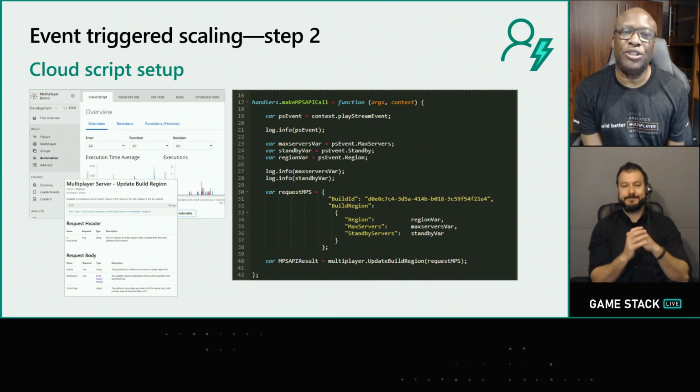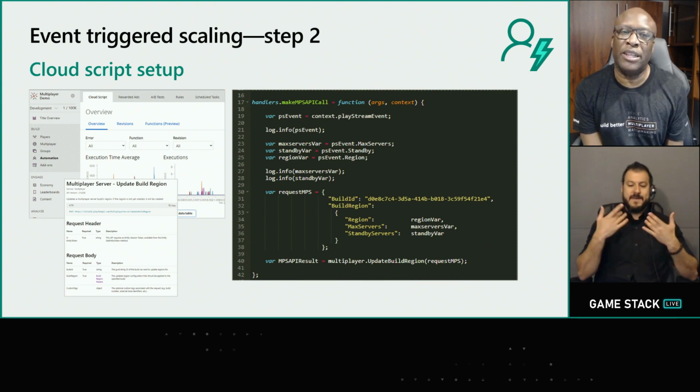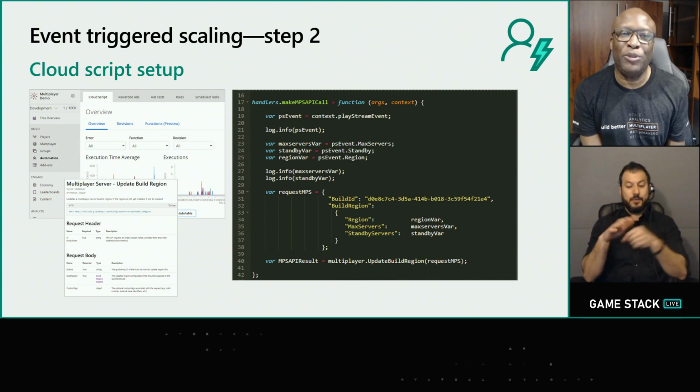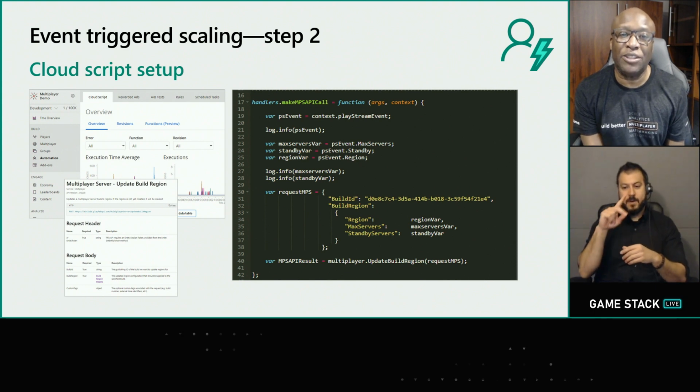The script essentially retrieves the main body properties of the custom event and passes them as values to the Update Build Region API. The Update Build Region API updates a multiplayer server build's region configuration, such as scaling limits for max servers and standby servers. This API also enables you to programmatically enable and configure settings for dynamic standby and schedule standby, previously demonstrated by Dimitris as well.